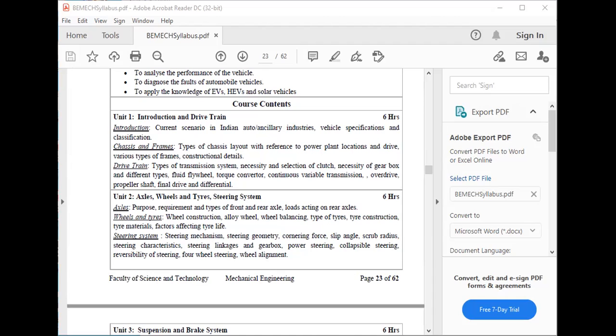So then cable clutch. Cable clutch is also provided. There are no complicated linkages, and there is flexibility. These are the features of this cable clutch. Okay, so these are the components.